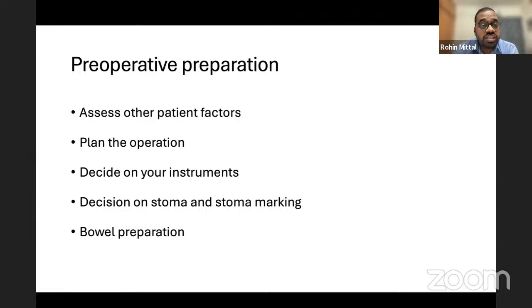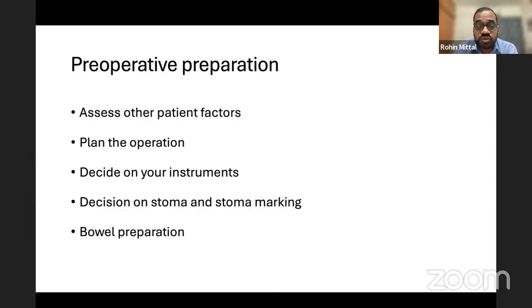A very important thing is to plan the operation and to do the operation in your head before you actually do it on the patient. You should go through the steps, plan every step, and then only embark on this operation. Look at what instruments you will need. If you're going to do an open anterior resection, you might need a St. Mark's retractor, you might need a headlight. If you're planning to do it laparoscopically, plan your staplers and make sure that they're available.